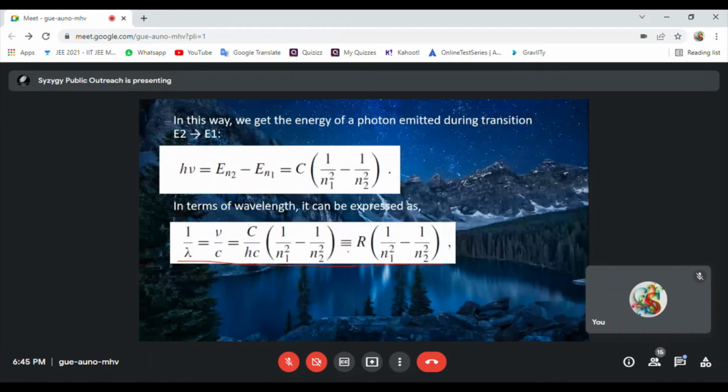Now this is further simplified into this, where R is the combined form of c, h, and c. It is also called the Rydberg constant. And this is the most simplified form of our energy equation for an electron.